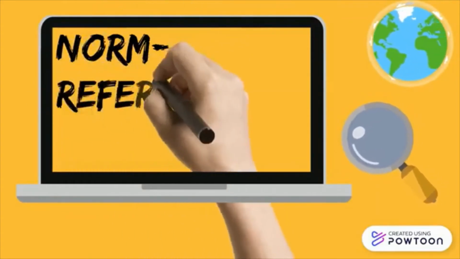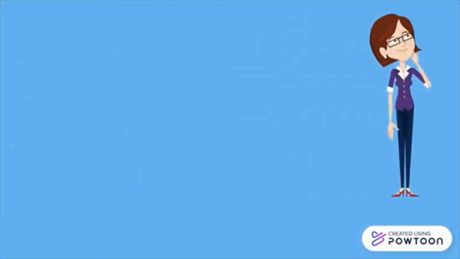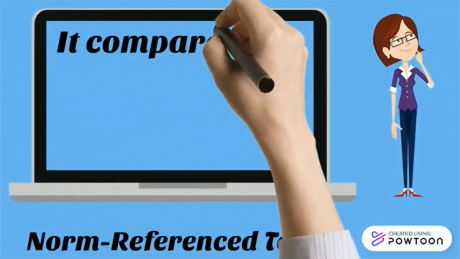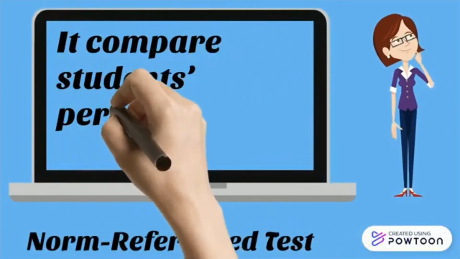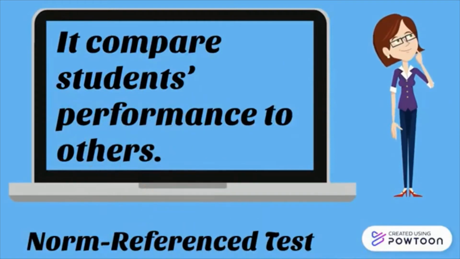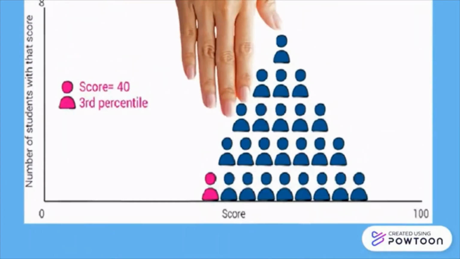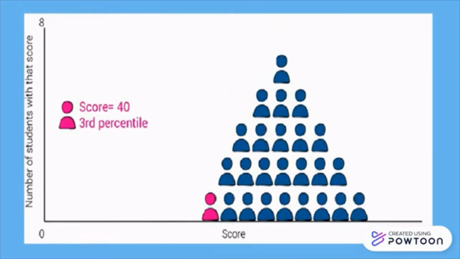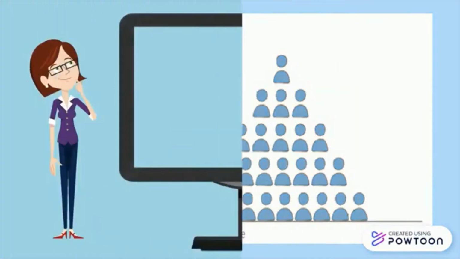This time, let's proceed to norm reference test. It compares students' performance to others. This means knowing a student's percentile rank on a norm reference test will tell you how well that specific student performed compared to the performance of the norm group, but will not tell you whether the student met, exceeded, or fell short of proficiency or any other criteria.